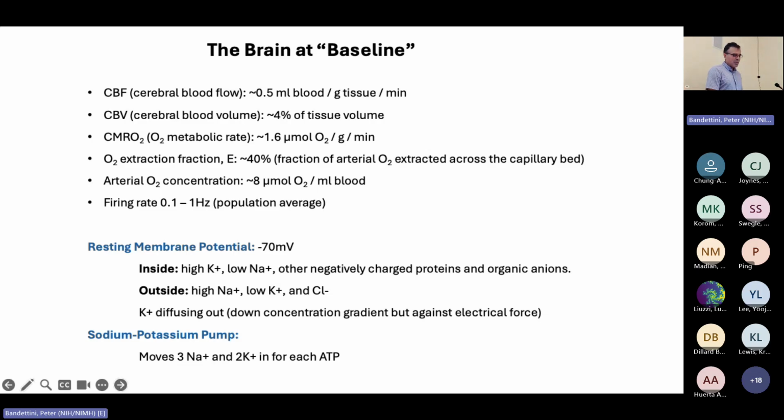Looking at neurons, the resting membrane potential of an individual neuron, as you probably learned in basic neuroscience, is minus 70 millivolts. There's high potassium on the inside, low sodium on the inside, as well as other negatively charged organic ions, anions. Outside there's high sodium, low potassium, and chloride. The sodium potassium pump keeps this gradient to some degree.